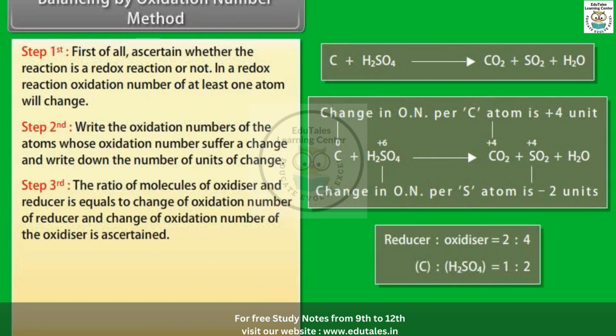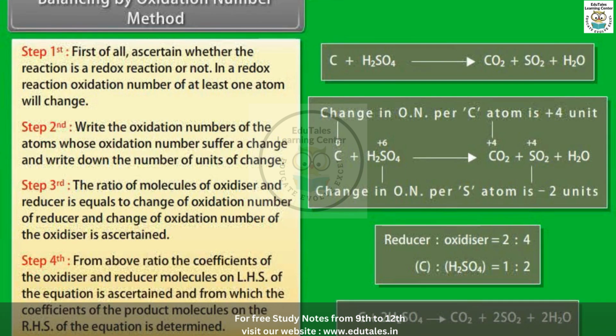Step third. The ratio of molecules of oxidizer and reducer is equal to the change of oxidation number of the reducer and the change of oxidation number of the oxidizer. If the ratio is not a simple one, make it simple. Step fourth. From the above ratio, the coefficients of the oxidizer and reducer molecules on the LHS of the equation are ascertained, and from these the coefficients of the product molecules on the RHS of the equation are determined.